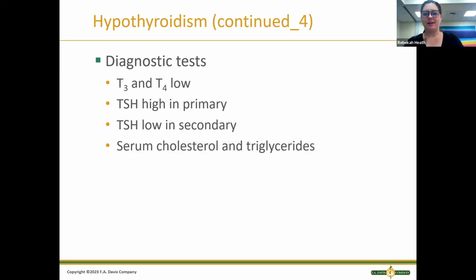So diagnostic test. We're going to see their thyroid T3 and T4 are both going to be low. Primary thyroid disease or primary hypothyroidism, TSH is going to be high, right? Because that pituitary is sending TSH. It's like, hey, make more thyroid, make more thyroid. It's sending the signal, but the problem is at the thyroid itself that's not working. If it's a secondary issue and the pituitary isn't sending enough TSH, the TSH levels are low.